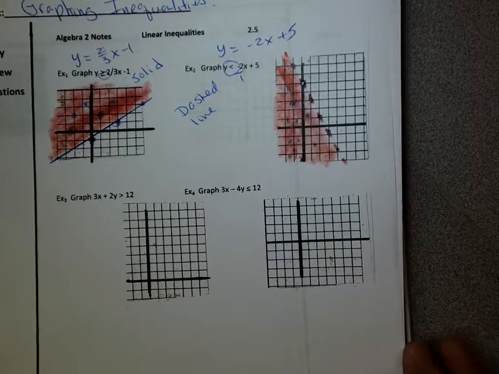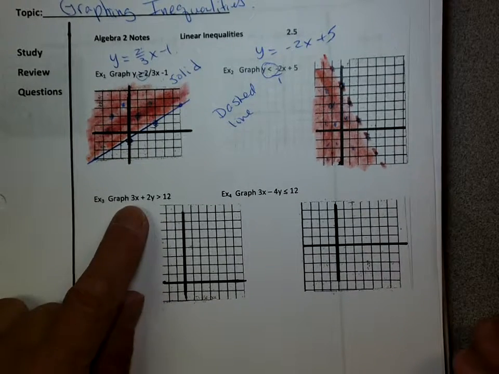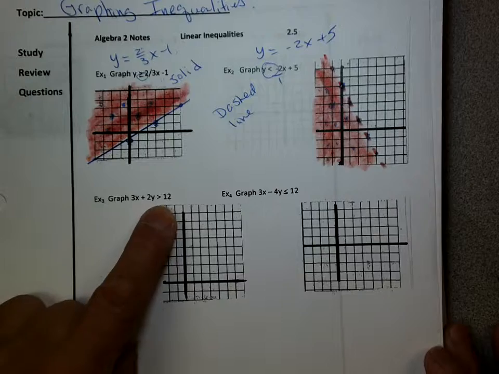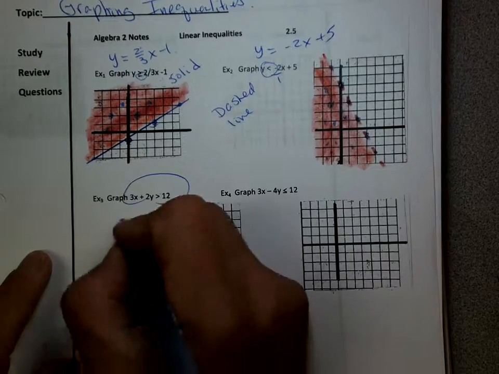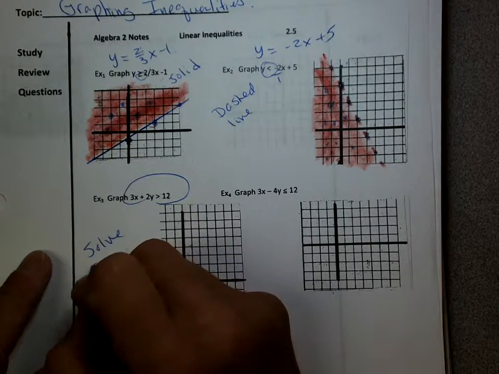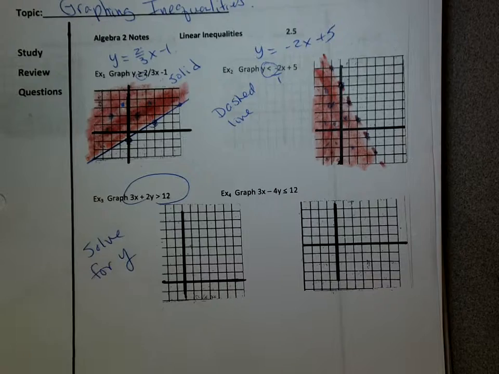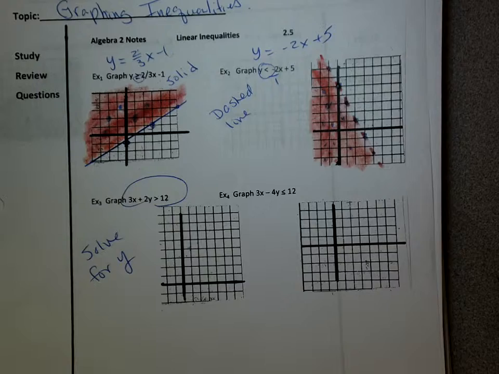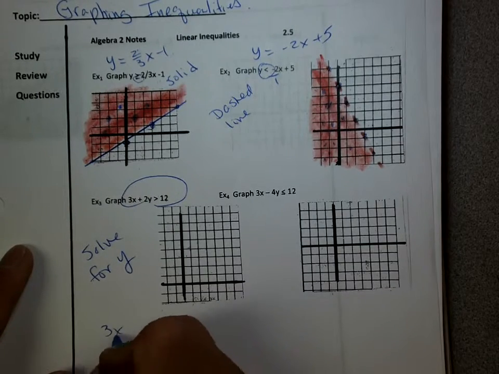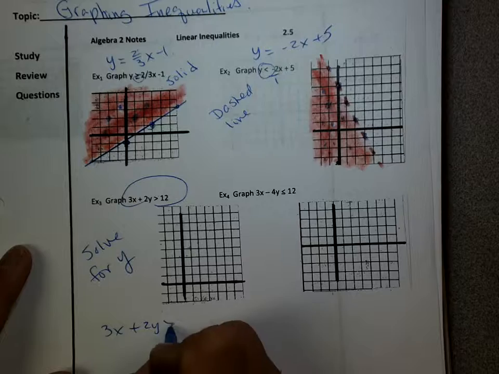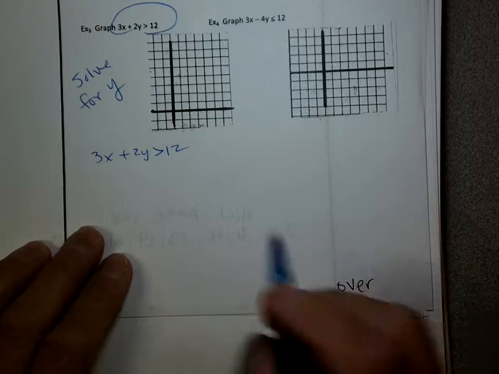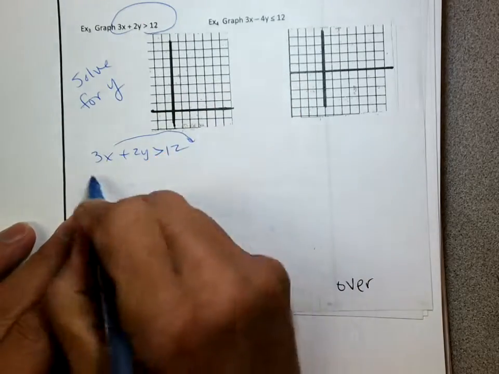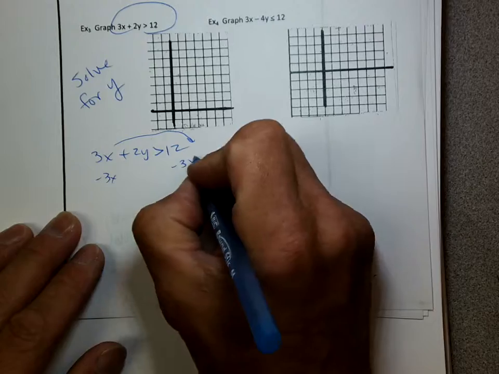Alright, example 3. I want to graph 3x plus 2y is greater than 12. Before I do anything on this one, what I need to do is solve for y. So it says y is greater than, okay? I need to get it in slope-intercept form. So if I take my 3x plus 2y is greater than 12, let's solve for y. First of all, let's bring over the 3x. So we'll go minus 3x, right?